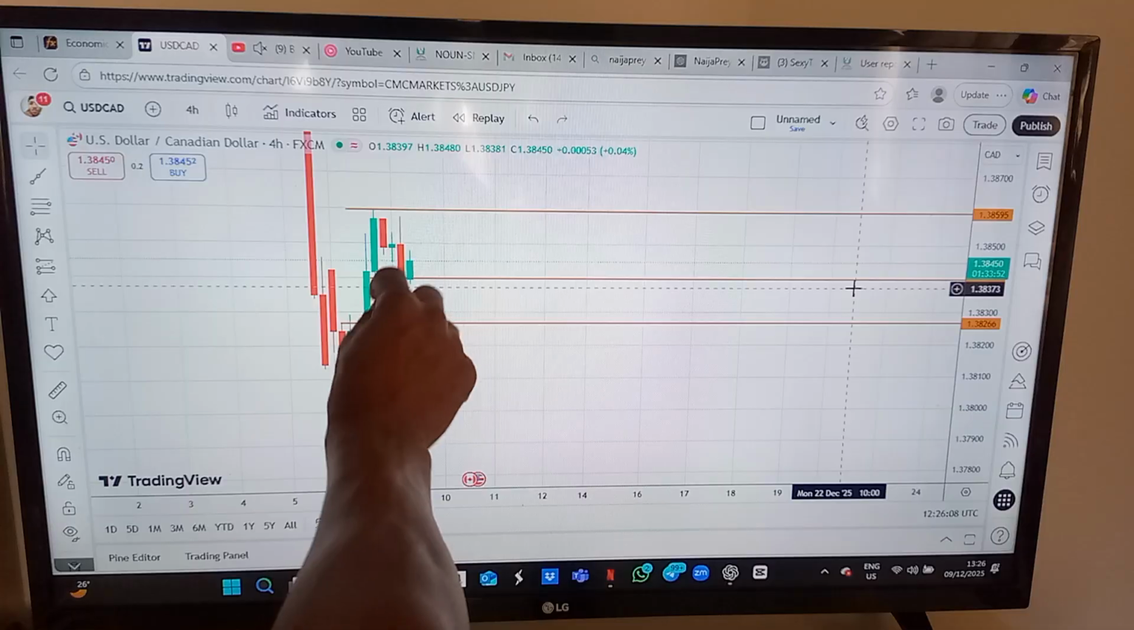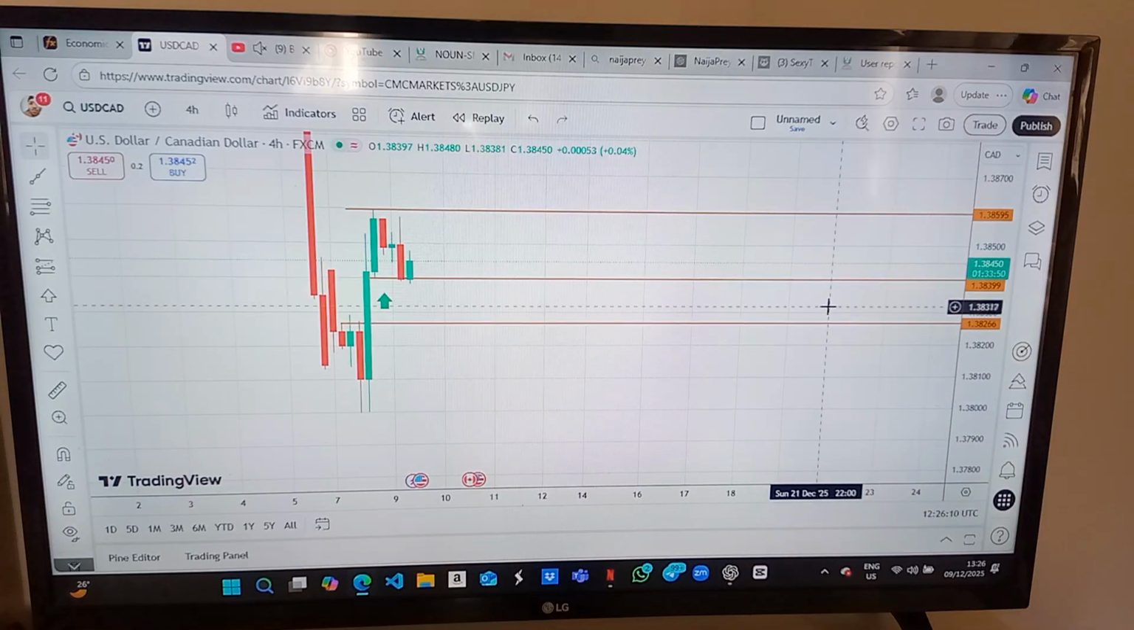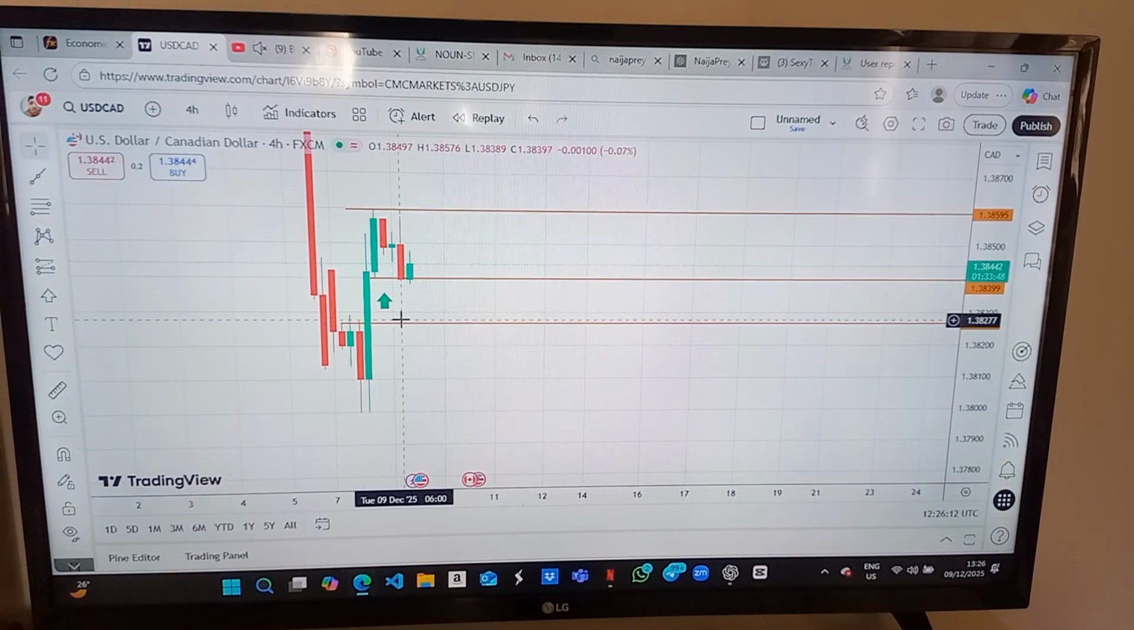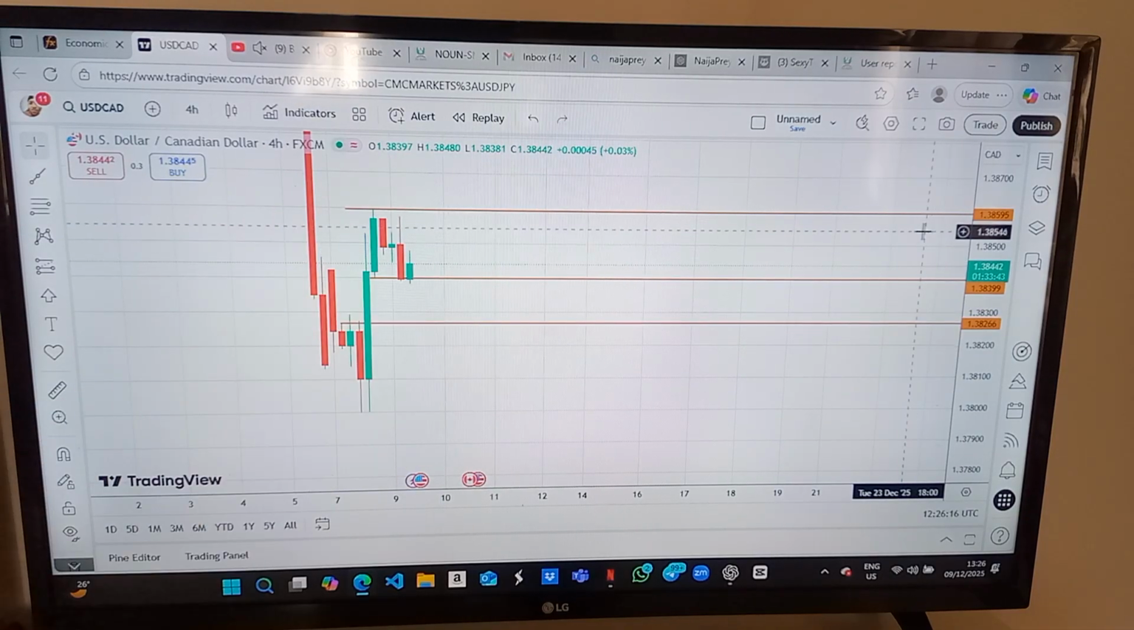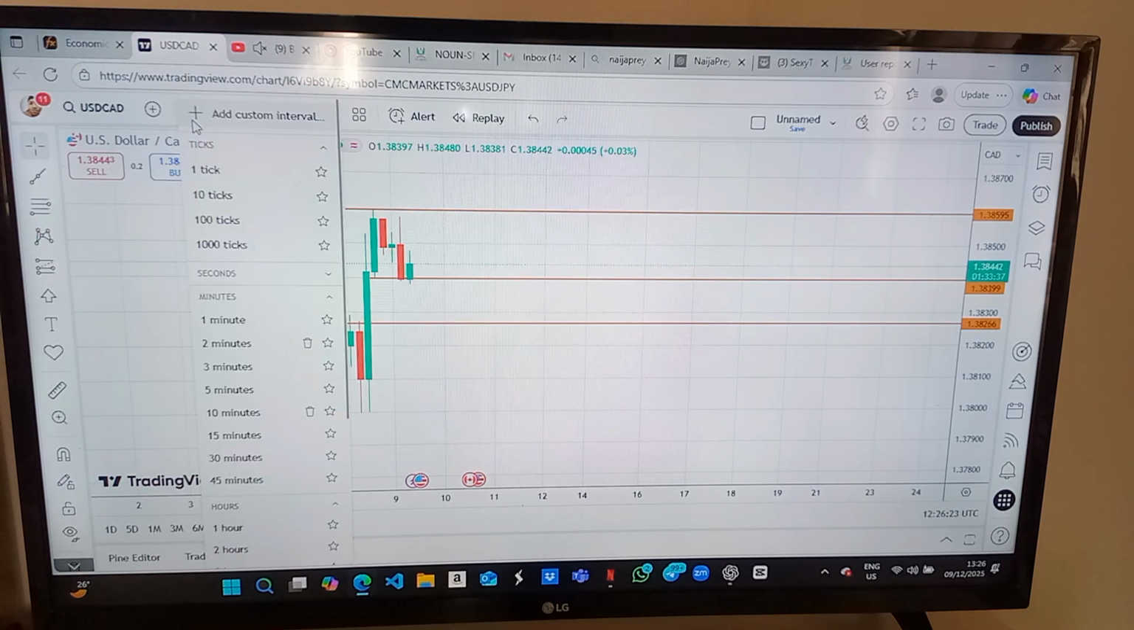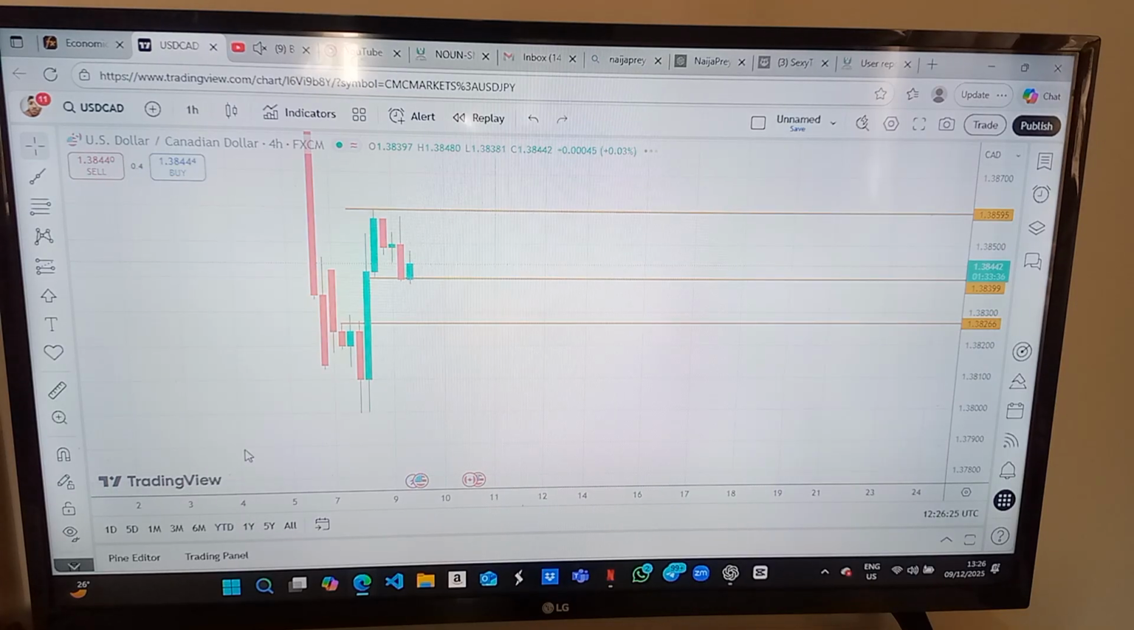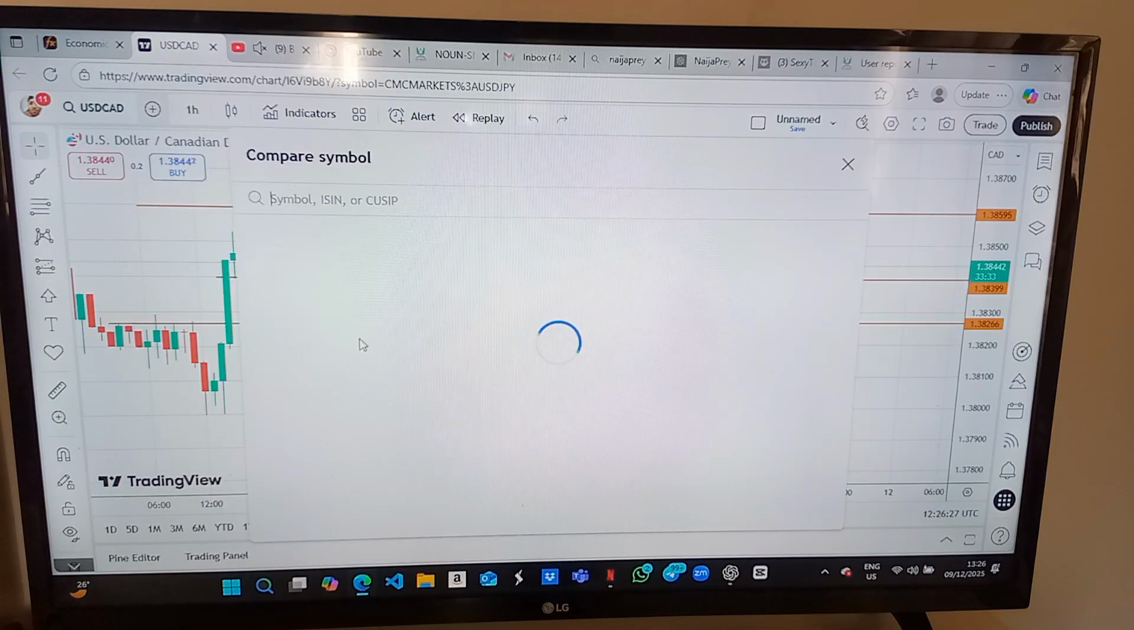So this area here is where the fair value gap is. And as you can see, it's telling me that for it to cover here, the market needs to sell, to cover the fair value gap. And this is the 4 hours time frame. So I still go down to my 1 hour time frame, because that's where I make my entries, 1 hour and 15 minutes.